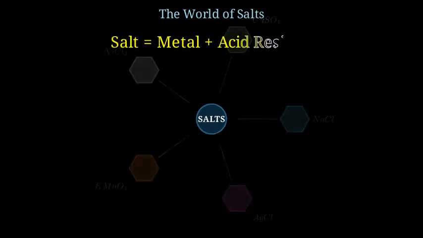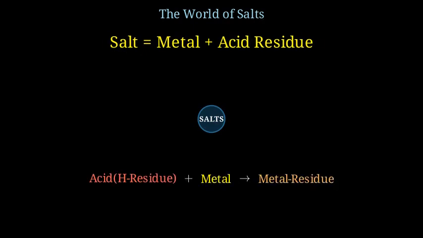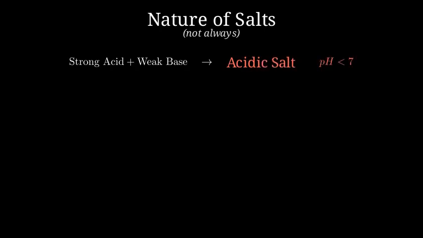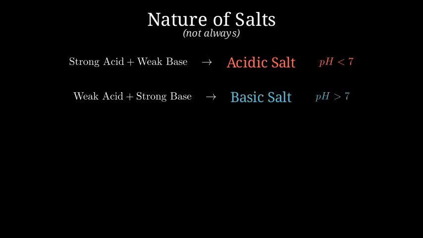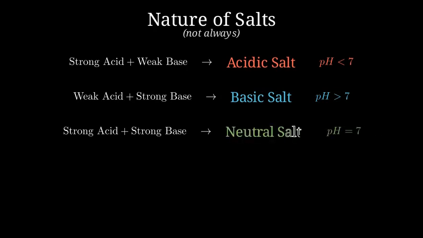A salt is what you get when the hydrogen of an acid is replaced by a metal. Interestingly, not all salts are neutral. If you react a strong acid with a weak base, the resulting salt will be slightly acidic, pH < 7. If you react a weak acid with a strong base, the salt will be basic, pH > 7. Only a strong acid and a strong base create a perfectly neutral salt.